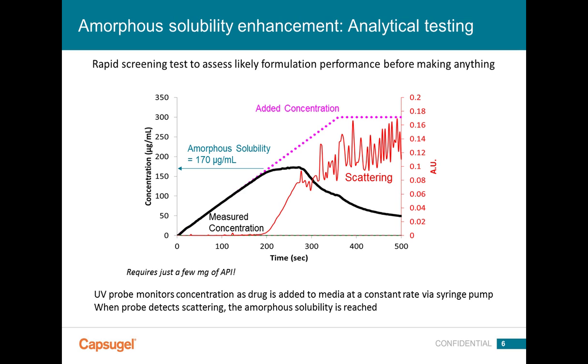The UV probe then monitors the concentration as drug is added. When we exceed the amorphous solubility, solid or liquid drug-rich phases will begin to phase separate out of the media, and the UV probe picks that up by detecting a scattering signal, as you can see in this plot above. The onset of that scattering event is defined as the amorphous solubility for this system.